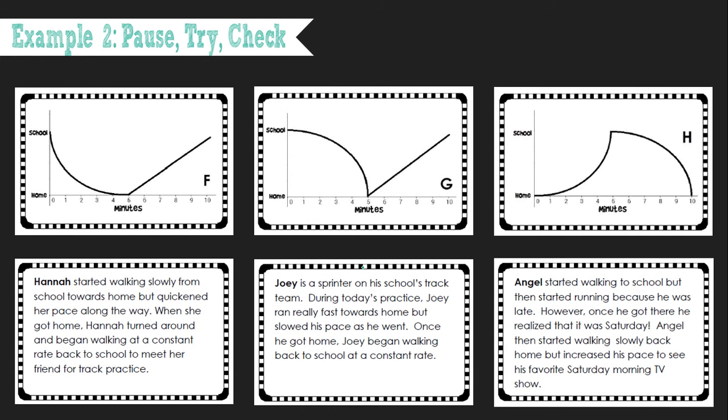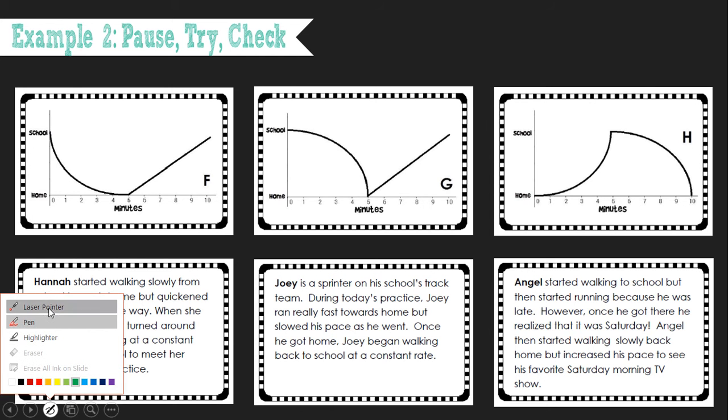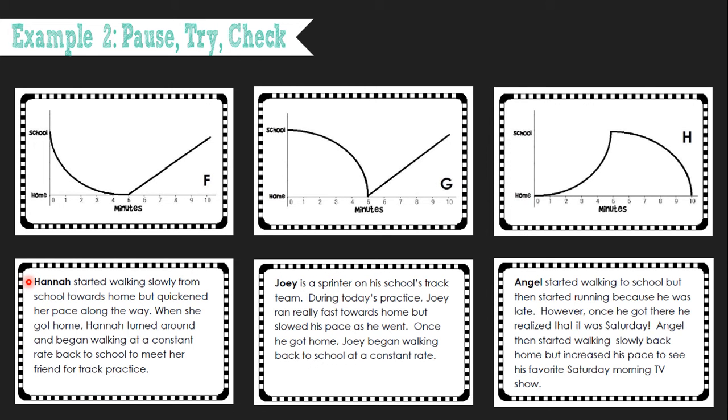All right, so now you could go ahead and pause and try this one on your own and come back and check your answer. I have three graphs again, three scenarios. So let's walk through these three to check our answers. Hannah started walking slowly from school towards home, but quickened her pace along the way. When she got home, Hannah turned around and began walking at a constant rate back to school to meet her friend at practice.